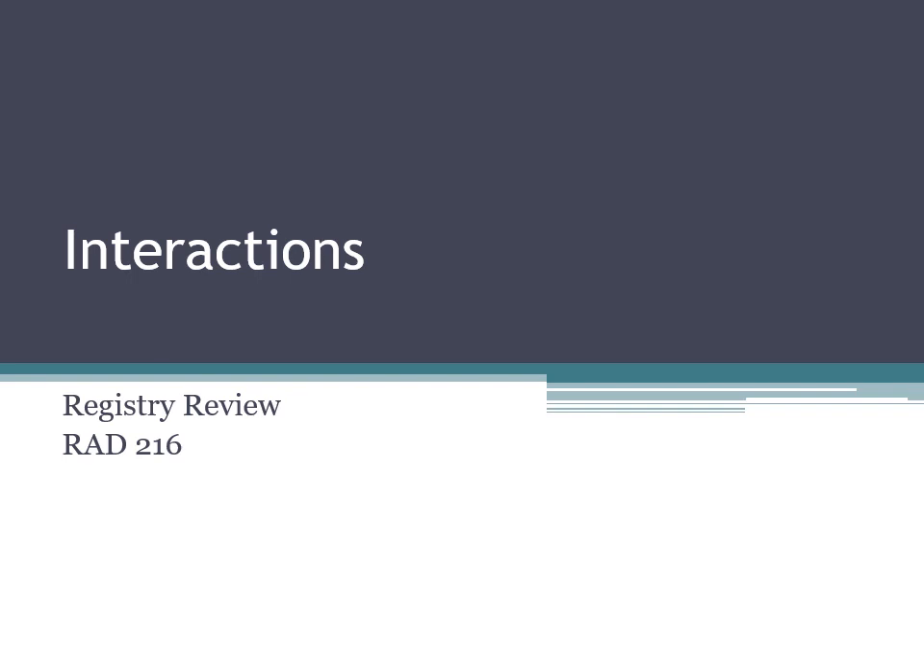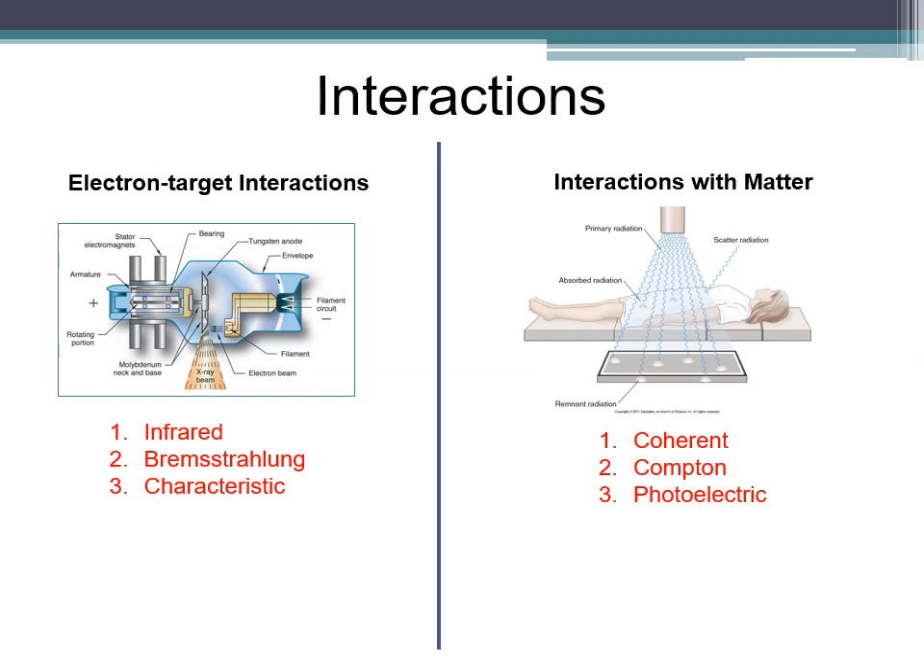This is a video lesson on interactions. To begin with, we had two types of interactions. The first ones are electron target interactions, and those occur in the X-ray tube. Specifically, we have electrons that go from the cathode to the anode, and we produce infrared, BREMS, and characteristic radiation.